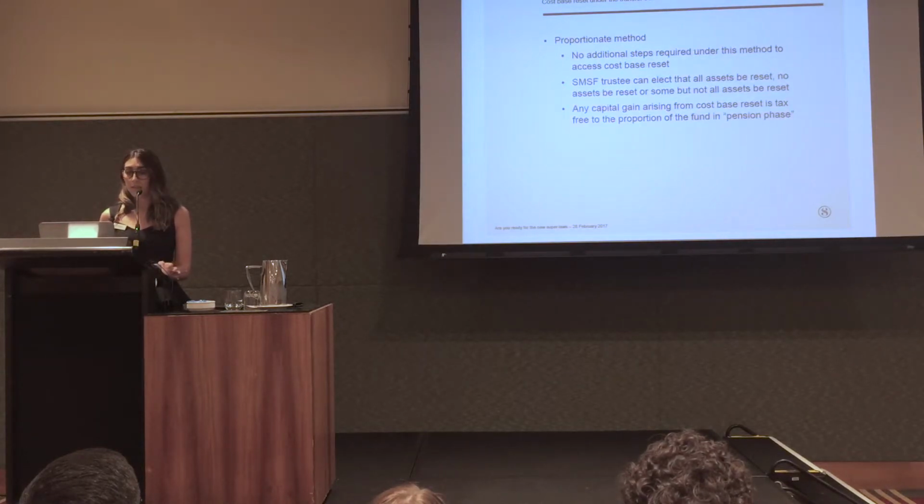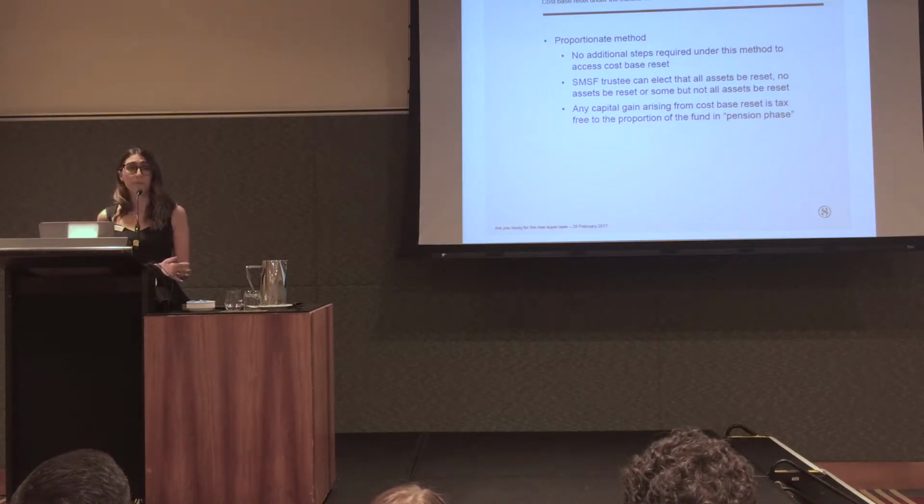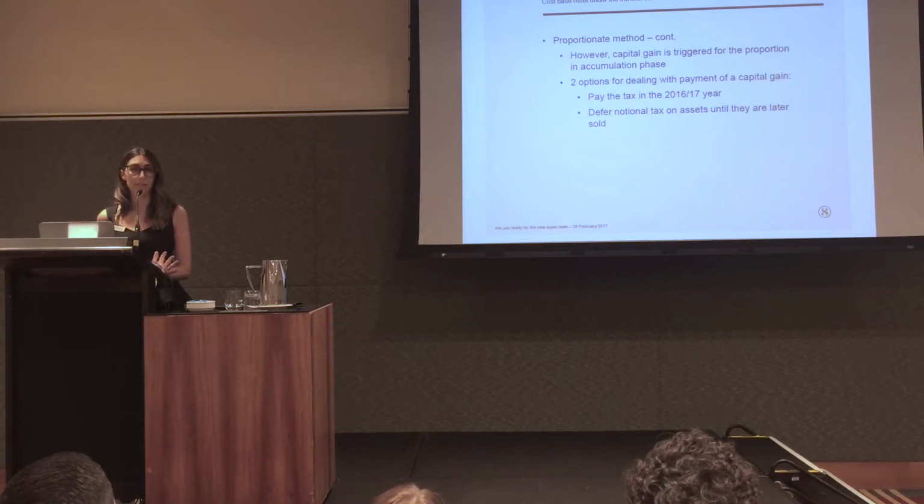So unlike the segregated method, under the proportionate method, no additional steps are required to access the cost-based reset. And any capital gain that arises from applying the relief in these circumstances is tax-free, but only to the proportion that the fund is in pension phase. So this means that a capital gain will be triggered for the proportion of the fund that's in the accumulation phase. And there are two options for dealing with the payment of a capital gain in these situations. One is to pay the tax in the 2017 year, or defer the notional tax on the assets until they're sold at a later date.